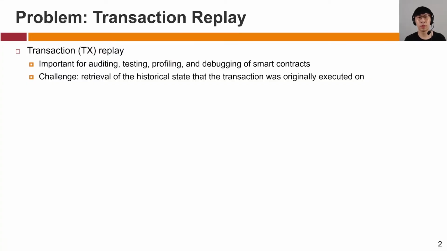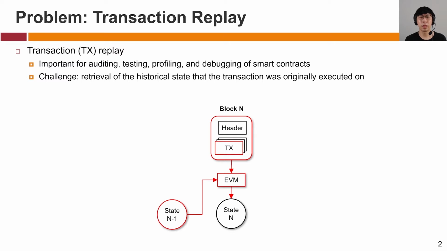Transaction replay is important for auditing, testing, profiling, and debugging of smart contracts. The challenge with transaction replay is to retrieve the historical state that the transaction was originally executed on. Transaction execution is defined as a series of sequential state transitions on the world state. To replay a transaction in block N, the EVM requires the state at block n-1 as the input.